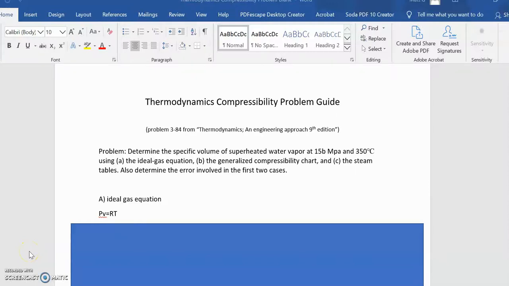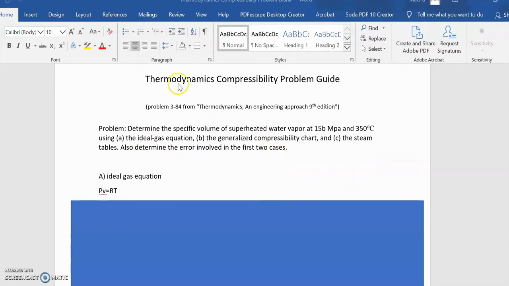So this is going to be a guide going over a thermodynamic problem with compressibility. It also has the ideal gas equation, and there's some steam table stuff in here. To get started, the problem is: determine the specific volume of superheated water vapor at 15 megapascals and 350 degrees Celsius using the ideal gas equation, the generalized compressibility chart, and finally steam tables.